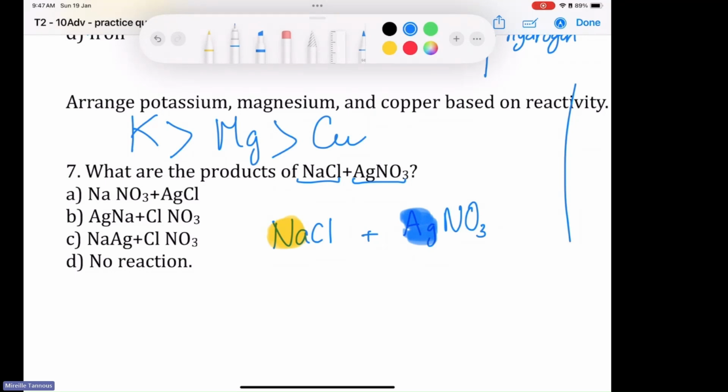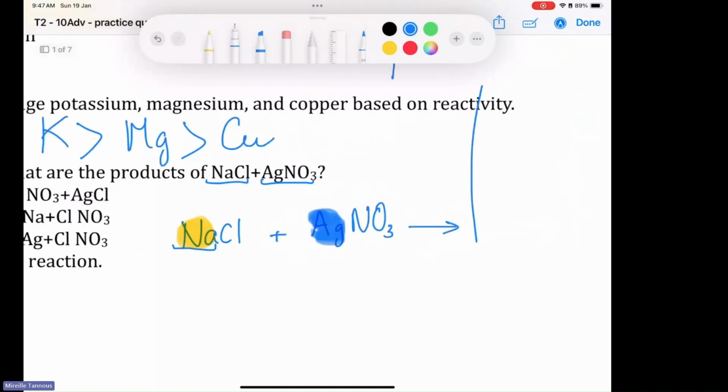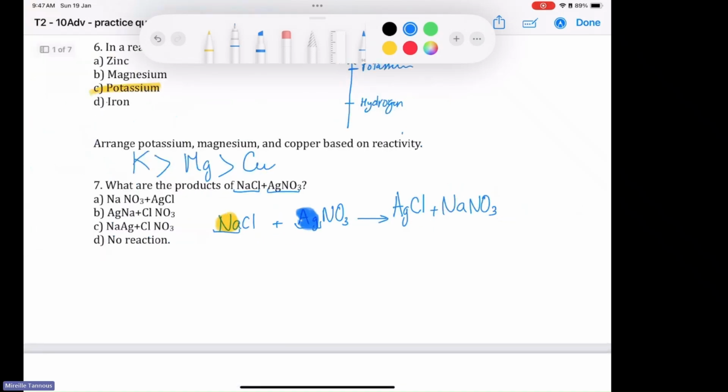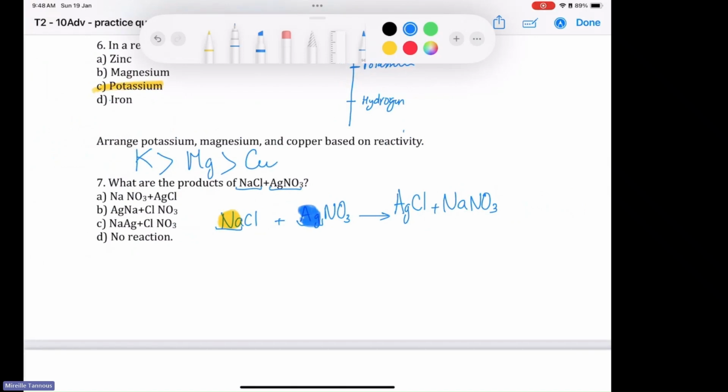So you simply, instead of writing NaCl, you are going to write AgCl, and instead of writing AgNO3, we are going to write NaNO3. So in this case, the correct answer is A, AgCl, NaNO3.